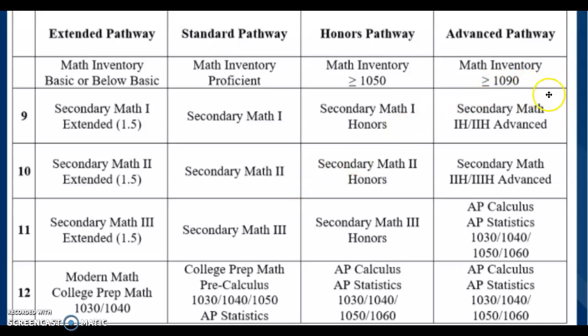And you can see a major difference with the advanced pathway is that students will be able to take AP Calculus their junior year and AP Statistics their senior year. So the idea of the advanced pathway is really that they're able to get both AP classes in during high school. Students can talk to their math teacher if they're not sure which one would be the best fit.